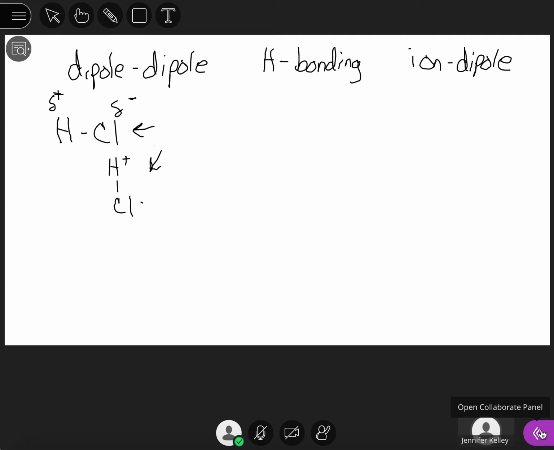You could have it like this, or you could have two different polar molecules. You could have HCl and HF, or let's see, H2S, or something like that. So a bunch of different kinds you can have. Now with hydrogen bonding, London forces are the weakest, then dipole forces, then hydrogen bonding is stronger than that, and then you have the ion dipole forces.